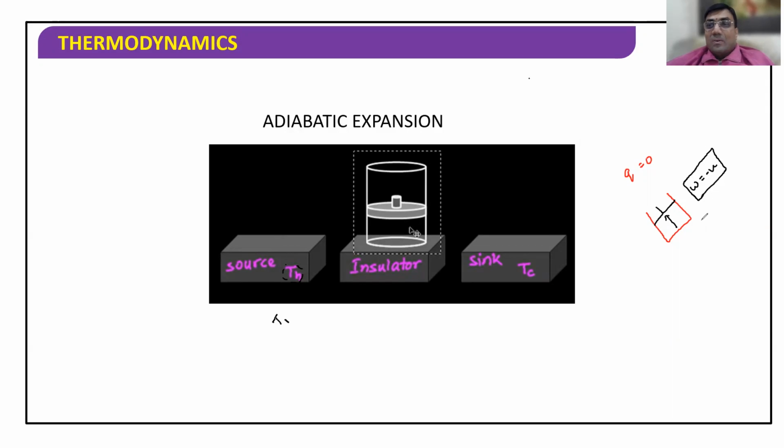Now work is done by the system, so what happens to the internal energy? Internal energy decreases. What happens to temperature? Temperature decreases. Now you got temperature T2. Is it okay? Yes, sir. Can you tell me whether T1 or T2 is greater? T1 is greater than T2. Any problem so far? No, sir. Okay, fine.